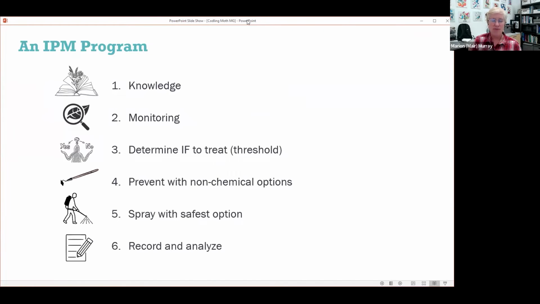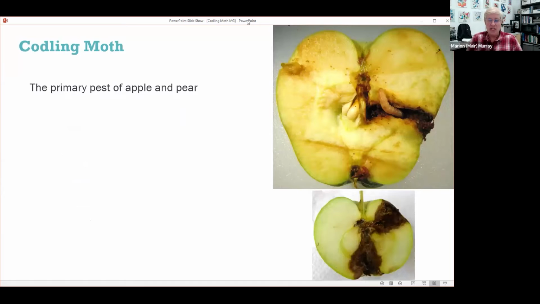So a general IPM program may contain 6 steps: knowing the pest, how to monitor the pest, making a decision on whether to treat, preventing with some non-chemical options, and then choosing the best pesticide if you need to take that route, and then analyzing your results. And an IPM program would be used on any type of farm, whether it's organic, permaculture, sustainable, or just conventional. So it's across the board. So I'm going to use IPM tools or techniques when I talk about codling moth.